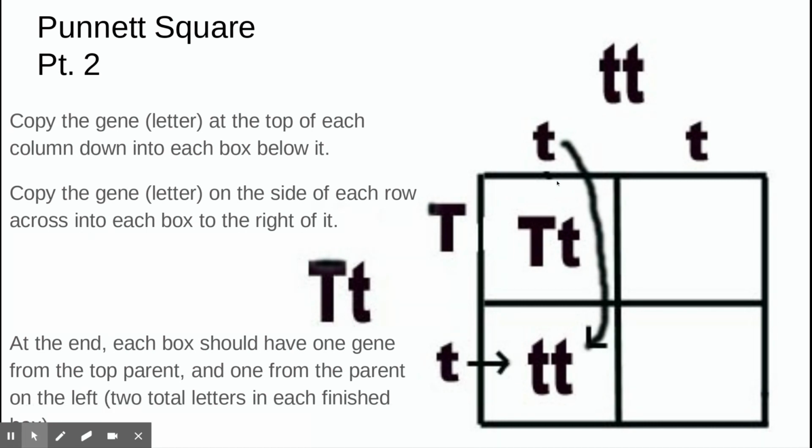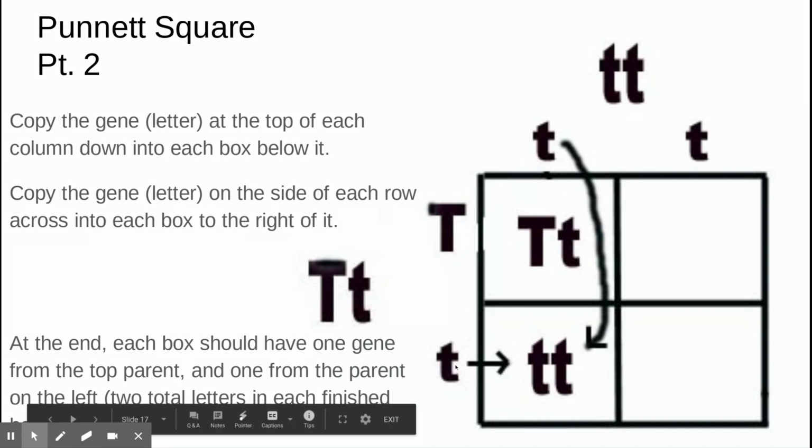So this lowercase t will be brought down into this box and this box, while this capital T will be brought to the right into that box and ultimately into that box as well. And this lowercase t is brought across into that box and that box in the end as well.